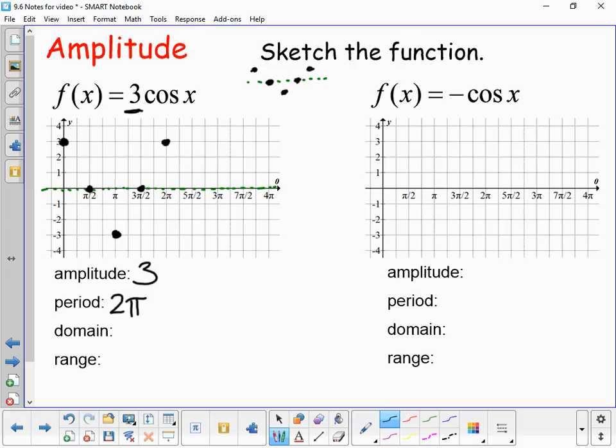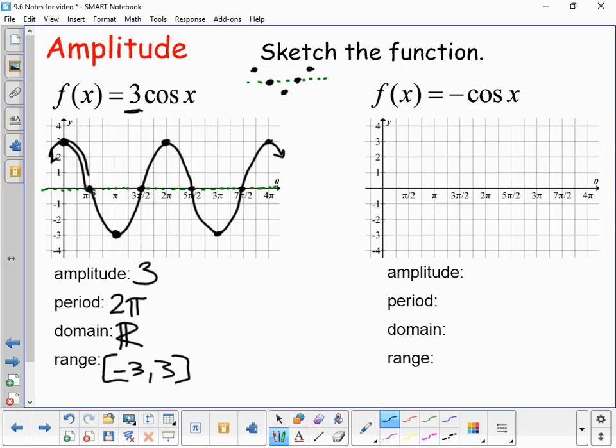Let's make sure we get the spacing right. Dip it down, up, and now we can sketch it in. Not my prettiest curve ever, but that's okay. All right, so the domain is all real numbers, and the range in this case is from -3 to 3.